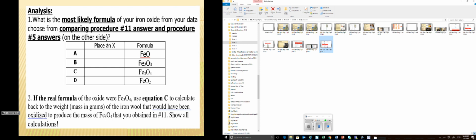Then number 2. On number 2, it says if... Okay, I could have chosen B, C, A, D. I could have chosen any of them. I just chose C. So if the real formula was supposed to be C, we're going to do some calculations with it and see how far off we were. Okay, so the first one is if the real formula were C, use equation C. So I'm going to refer back to equation C for the rest of the analysis. I'm not going to look at A, B, or D, just C.